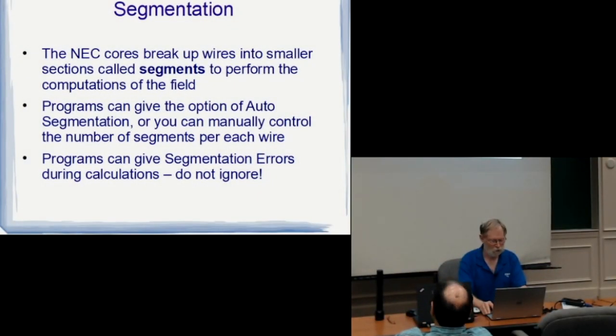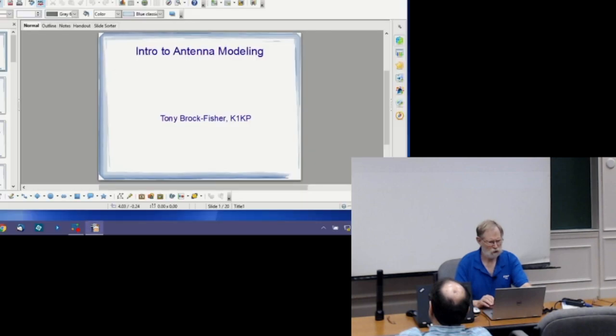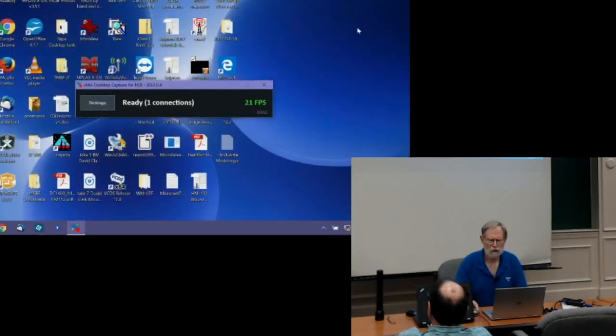And the better programs will give you a segmentation error. They'll let you know that there's something going on there that it doesn't like. Something has exceeded the error limit. And then that can be your feedback to go back and increase the number of segments. So that's basically the end of the slides. And now I'll go in and run 4NEC2.